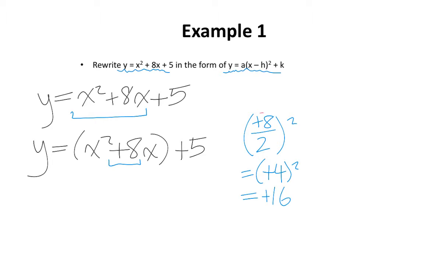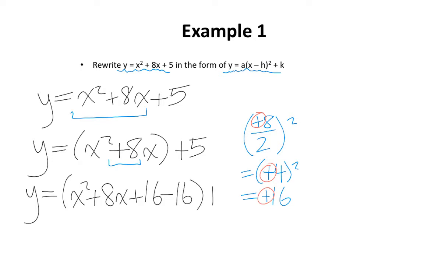Now, you don't need these plus signs. However, I'm just putting them in to emphasize that the sign is important. We're going to take this positive 16 and add it within the brackets. However, we must also subtract it, because positive 16 subtract 16 is basically 0, which means we haven't done anything to really change our equation.